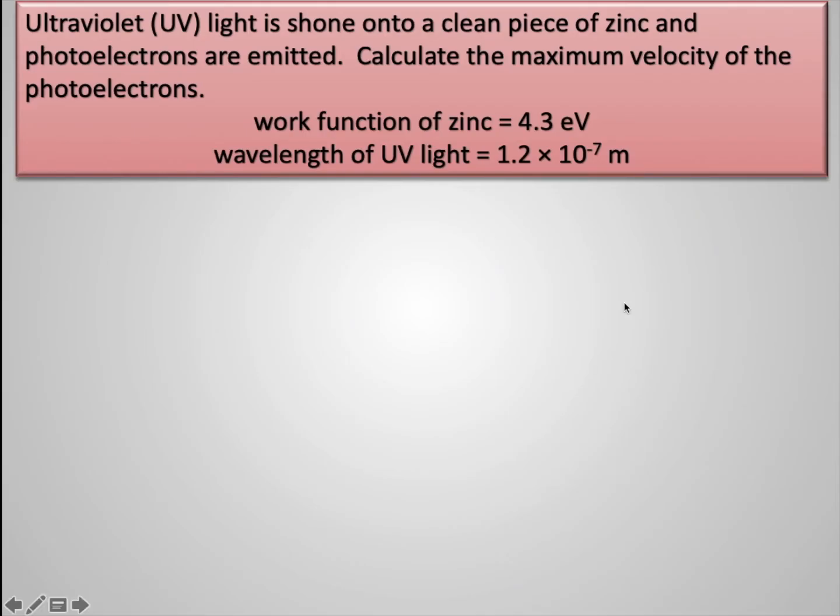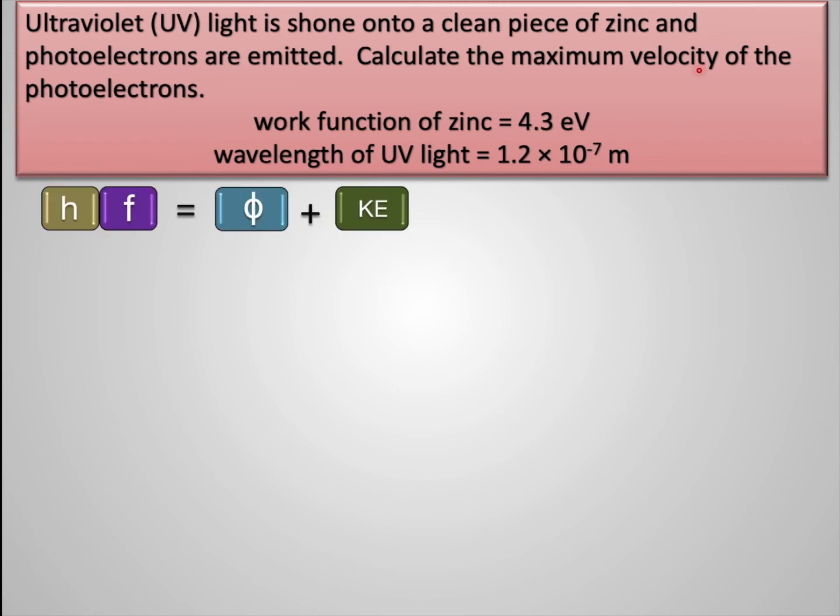So what is given is the work function of the metal in electron volt and the wavelength of light in meters. You are asked to find the speed of the electrons. So the only equation that is connecting all these quantities is Einstein's photoelectric equation. But the problem here is frequency is not given. Instead, wavelength is given. Another problem is work function is not given in SI unit. It's given in electron volt.